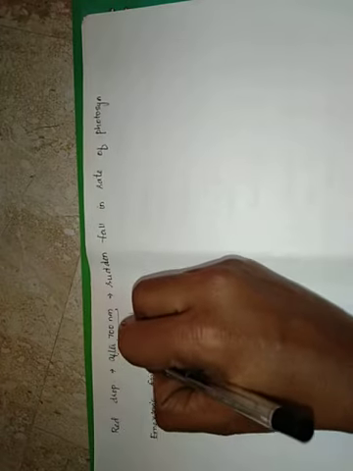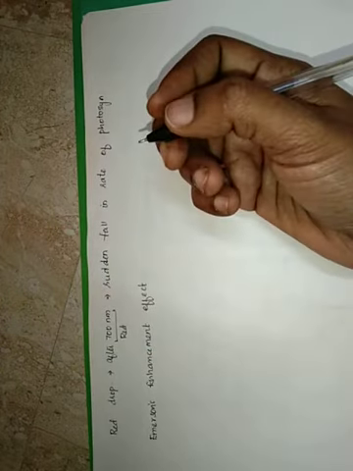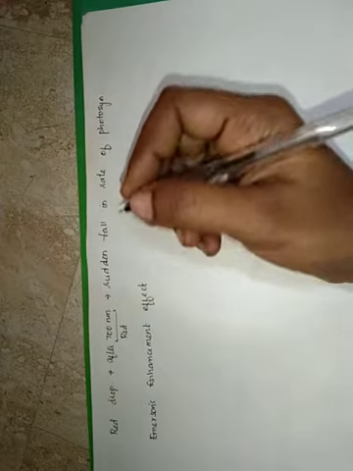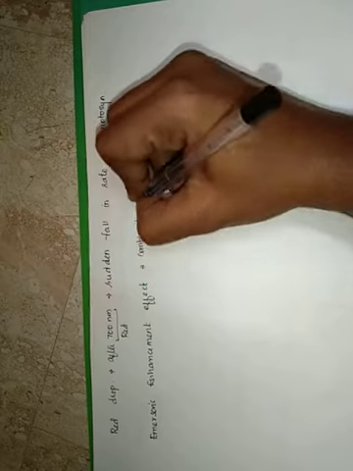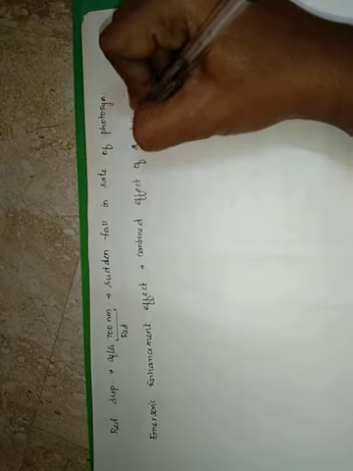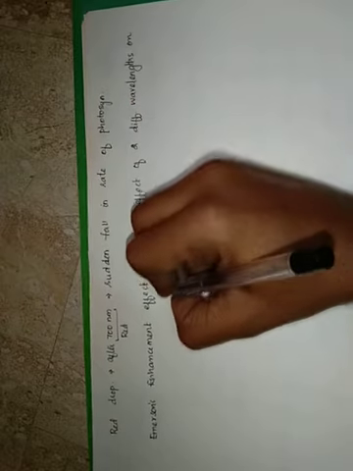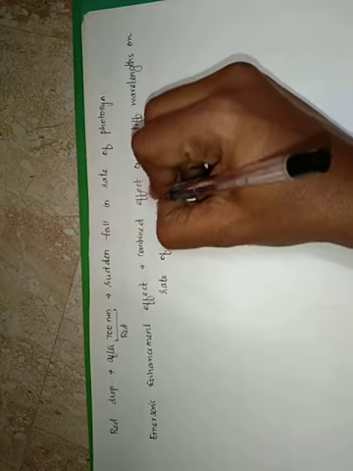And one more factor we have to study is Emerson's enhancement effect. Emerson's enhancement effect is a combined effect of two different wavelengths on the rate of photosynthesis. So, enhancement effect gives the combined effect of two different wavelengths on the rate of photosynthesis. This is called as Emerson's enhancement effect.